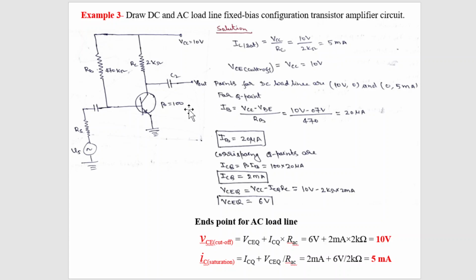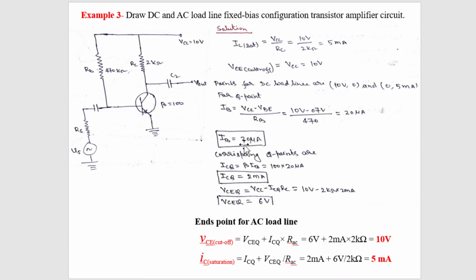To determine the Q point, first we have to find the base current, and beta is given. Multiplying beta with the base current gives IC, which corresponds to the Q point, ICQ. The base current in the fixed bias configuration can be determined by applying Kirchhoff's voltage law to the base emitter loop: IB times RB plus VBE minus VCC equals 0. So IB is 10 volt minus 0.7 divided by 470, and if you solve it, IB is equal to 20 microampere. This gives the base current of 20 microampere.